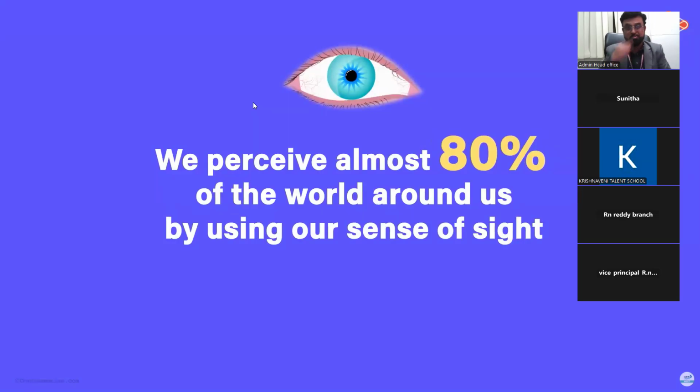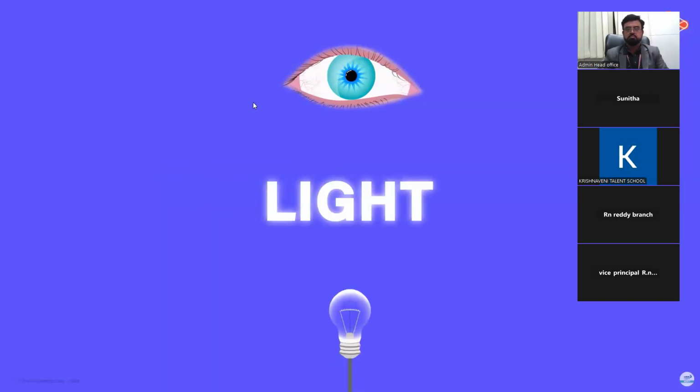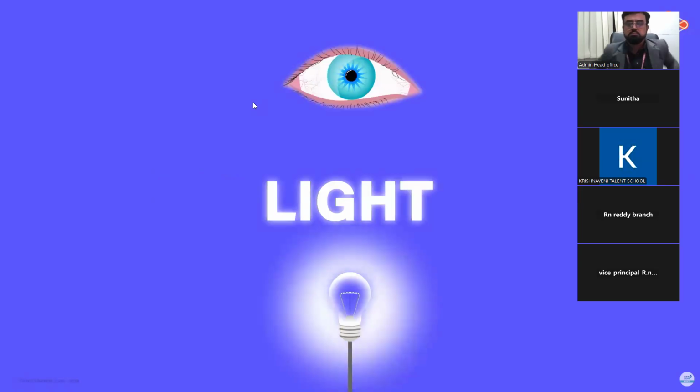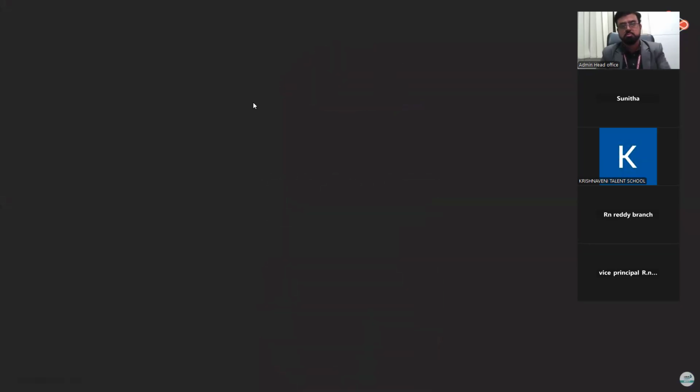We see objects around us with our eyes. But then why don't our eyes see these objects in the dark? The answer to this question is light. We are able to see the objects around us because of the light coming from these objects. The light from these objects travels in space and reaches our eyes. When it's dark or during nighttime, as there is no light, we are unable to see these objects clearly.